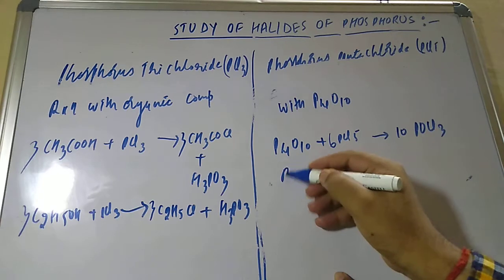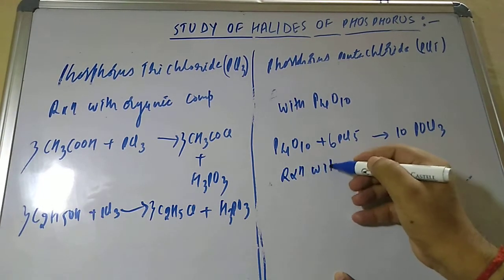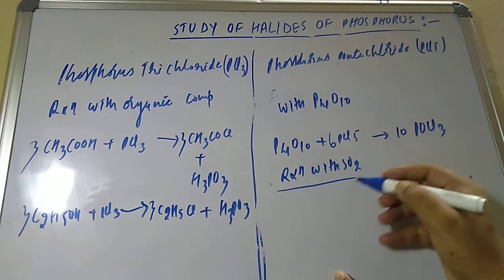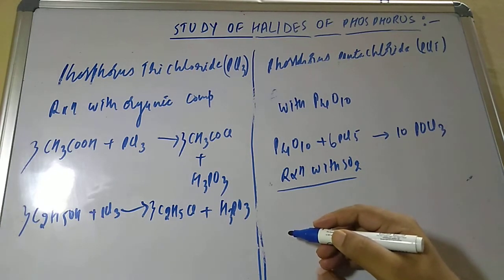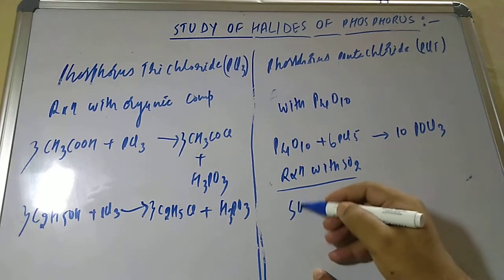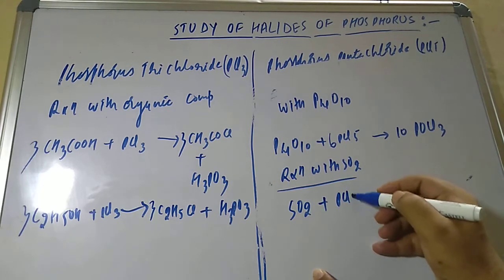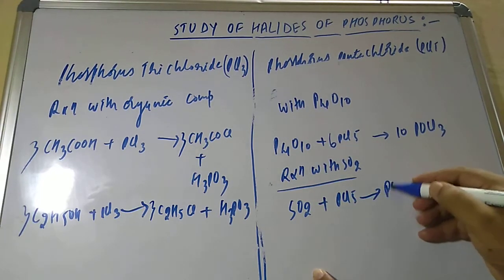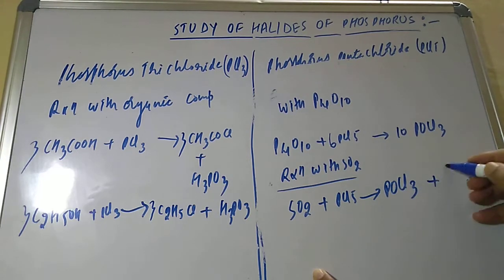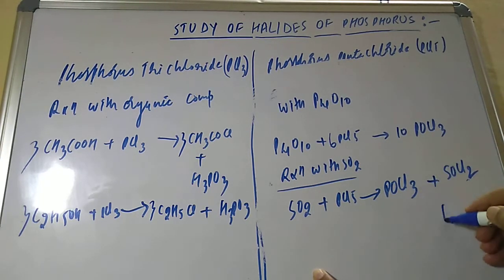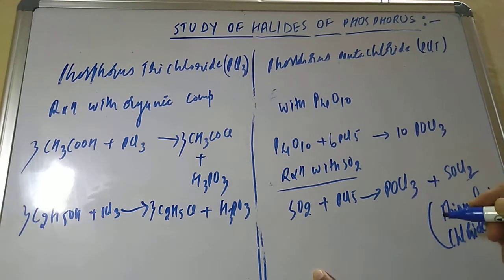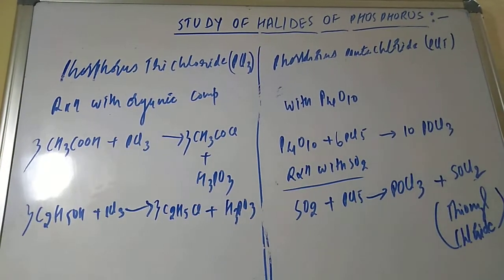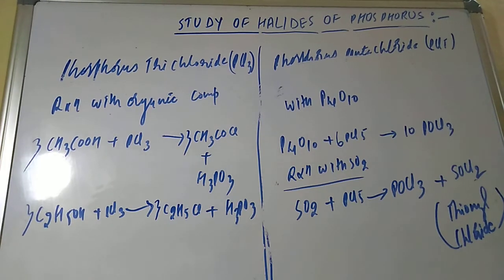Now reaction with SO2. If you are reacting PCl5 with SO2, it will give thionyl chloride. So you can see SO2 plus PCl5, what compound is it giving? POCl3 plus SOCl2. This is known as thionyl chloride. So this is all about the chemical properties of PCl3 and PCl5.